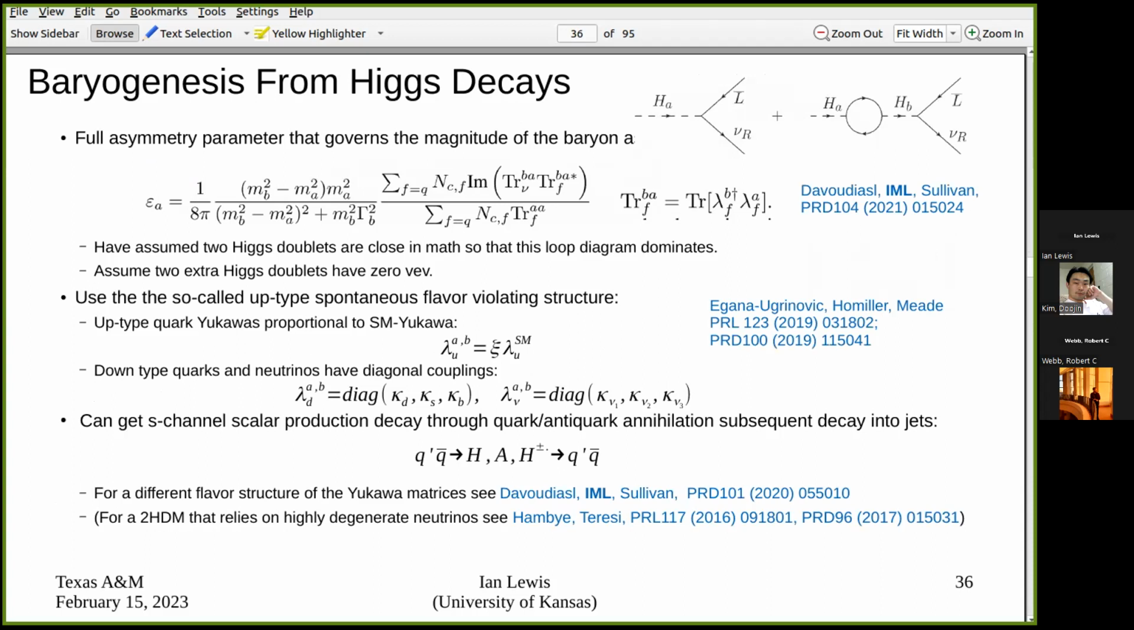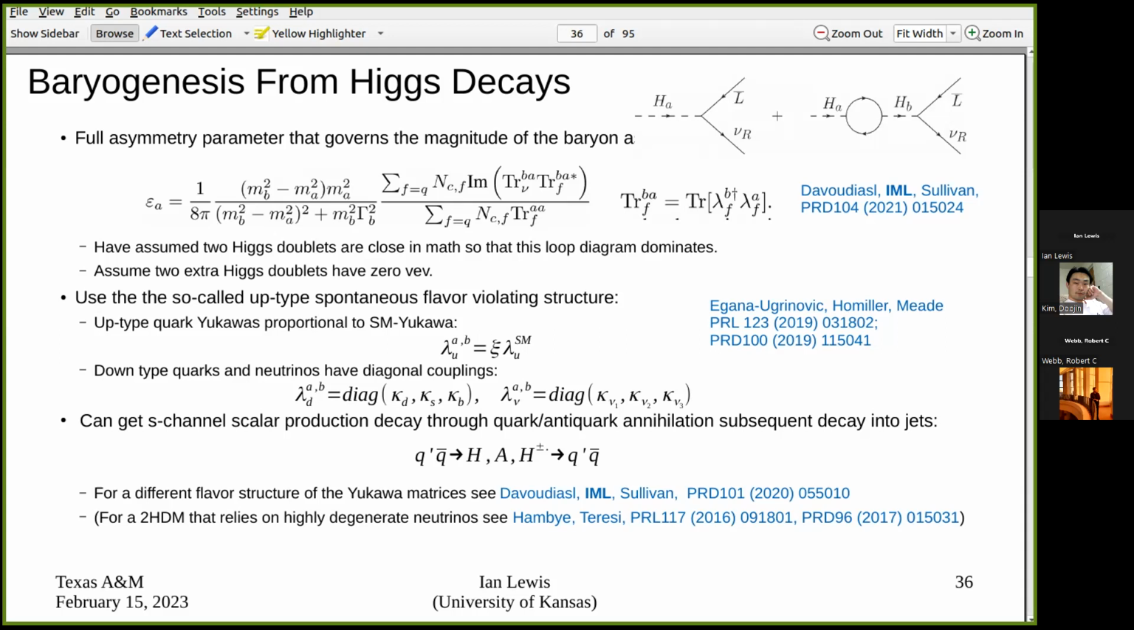And for the structure of the Yukawas, which is kind of our freedom here, what I will present is the so-called up-type spontaneous flavor violating structure proposed by these guys. Basically, you can get away from a lot of your flavor constraints by these types of assumptions.